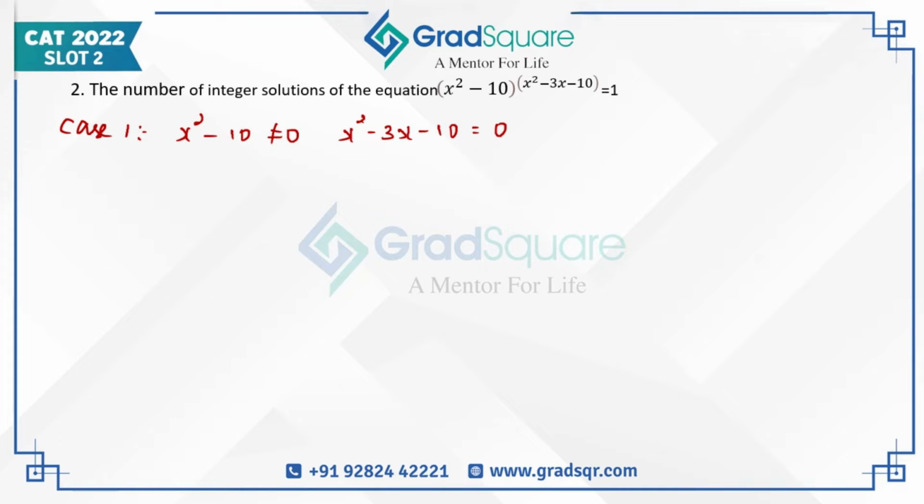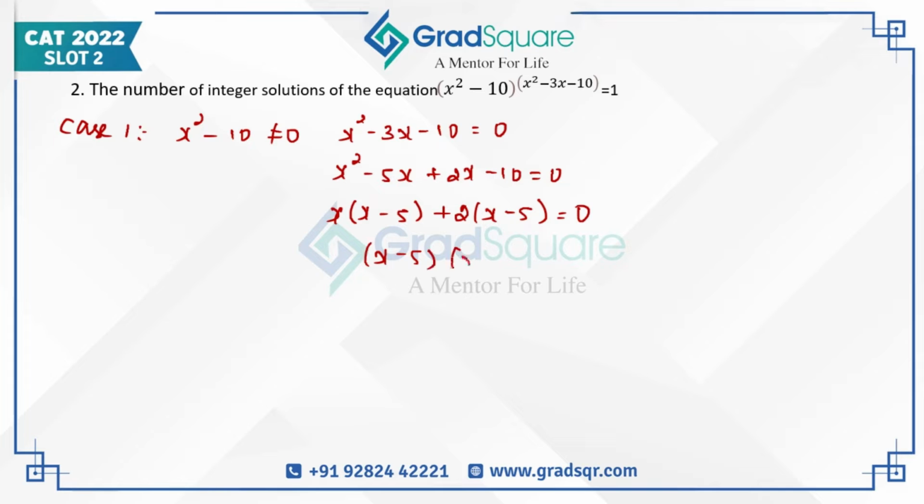Upon factorizing this, what will I get? This can be written as x² - 5x + 2x - 10 = 0. I can take an x common from the first two terms, which gives me x - 5, and a 2 common from the last two, which gives me x - 5 again. Taking x - 5 common gives me x + 2. So x = -2 or x = 5. We get two integral values.